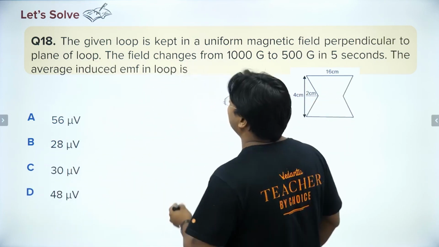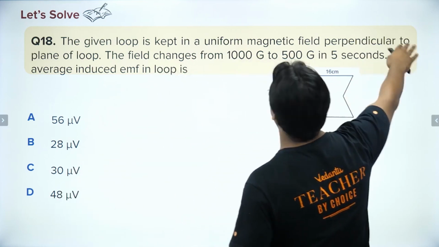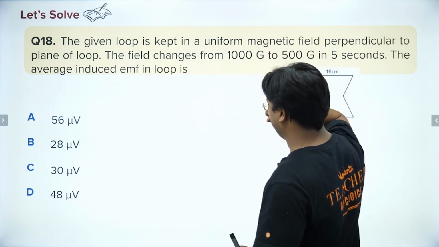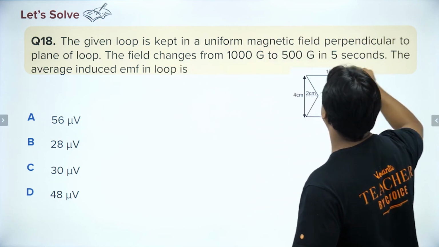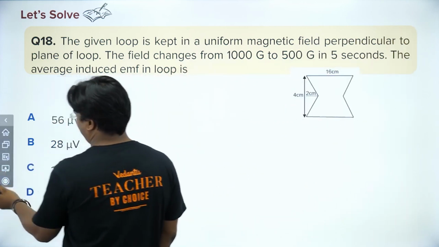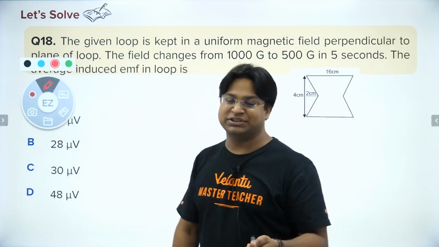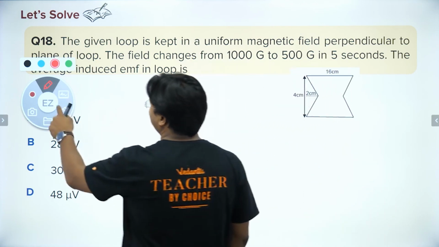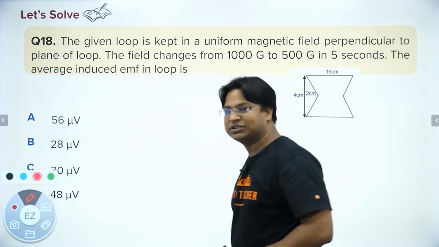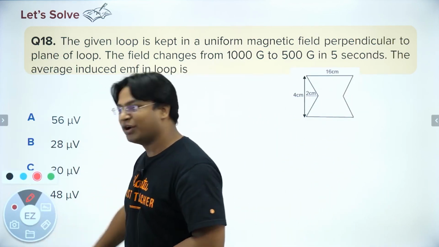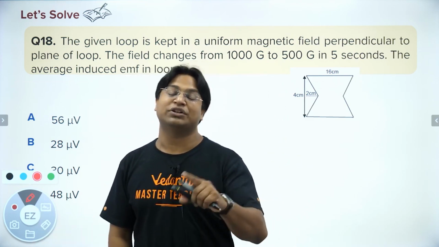So the question says that it's kept in a magnetic field perpendicular to the plane of the loop. The field changes from 1000 Gauss. Okay, the field changes from 1000 Gauss to 500 Gauss in 5 seconds. The average induced EMF in the loop is, okay. Now one thing is, are you aware of what Gauss is? Because that's one thing that will be required in this question. Okay, so you should be aware of how much one Gauss is, but I'll try to solve this question without telling you what is the relationship between Gauss and Tesla.